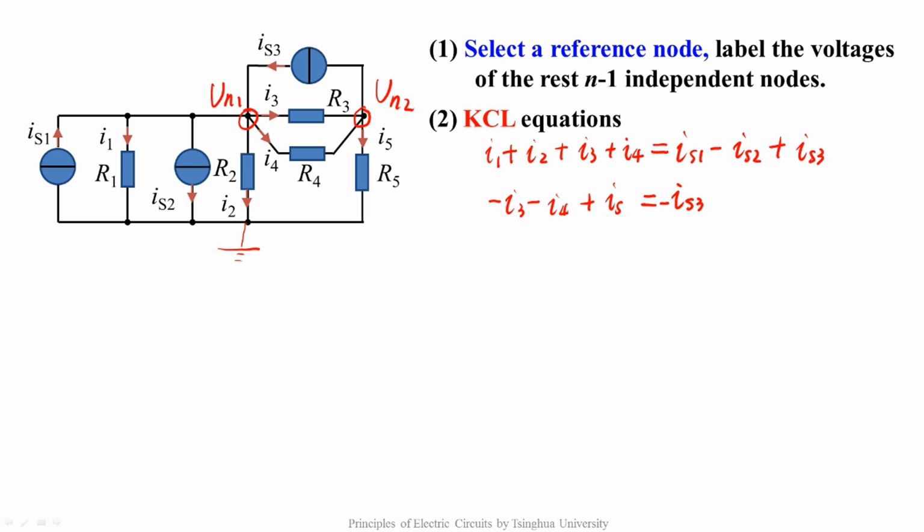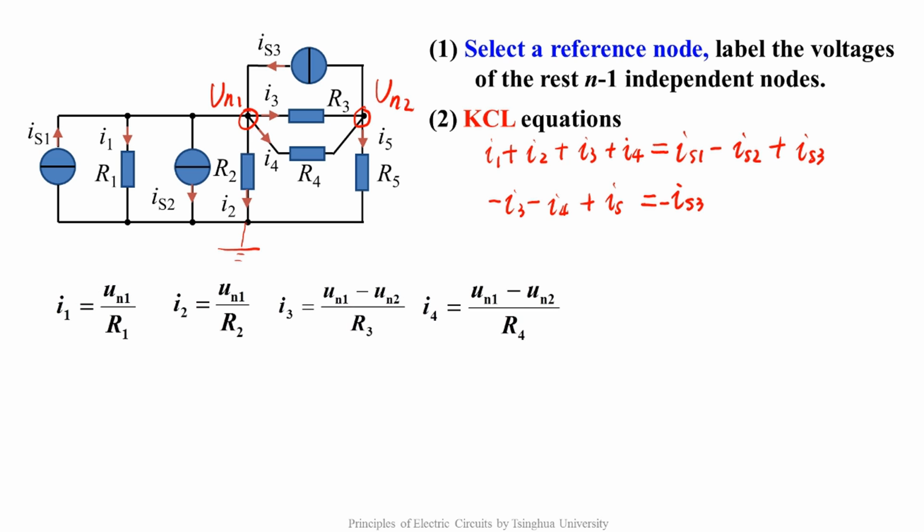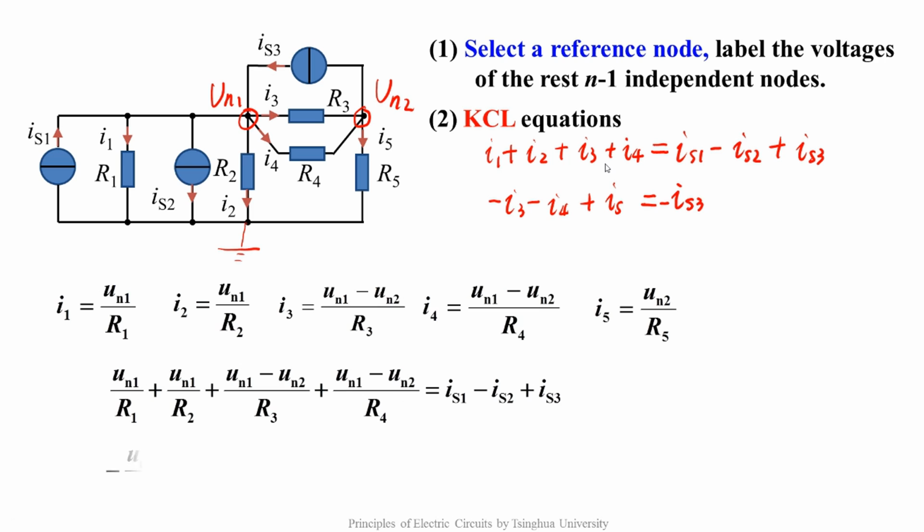Well, because a node voltage analysis is a method of writing equations in terms of the node voltages, our next task is to express all the currents through resistors with the node voltages. According to the element constraints, we have I1 equals UN1 over R1, I2 equals UN1 over R2. We can also write the expressions for I3, I4, and I5. Substituting these expressions into the KCL equations, we can get these two equations.